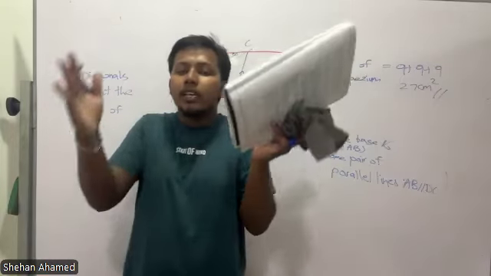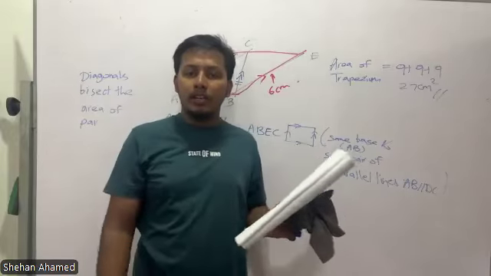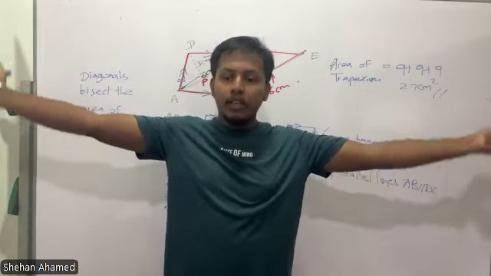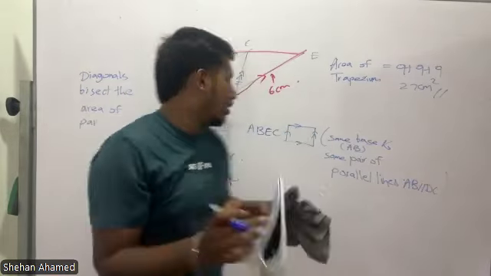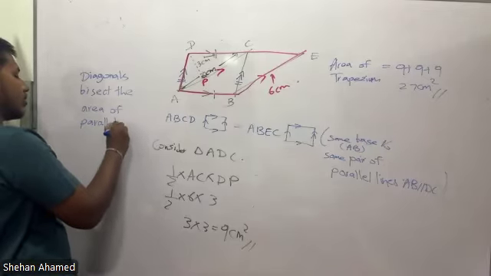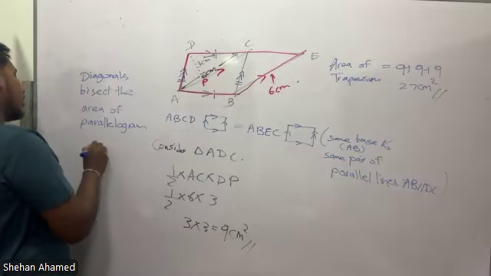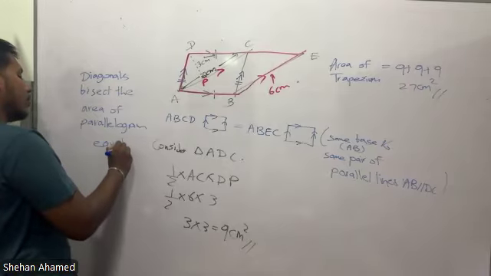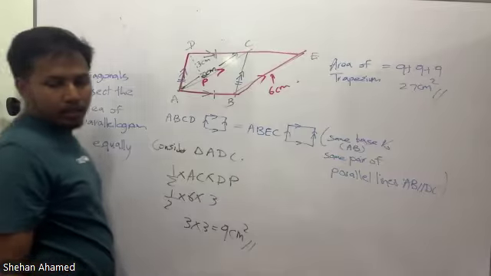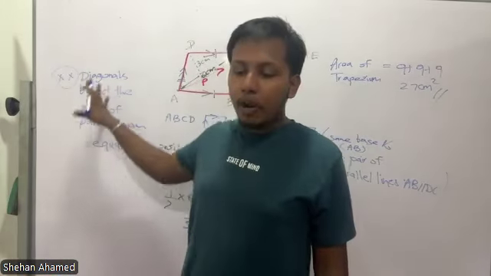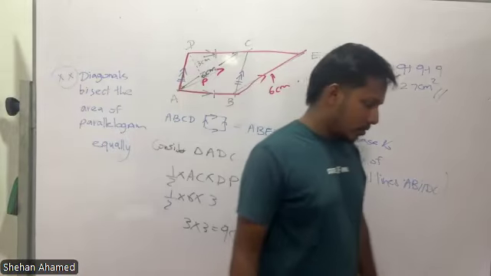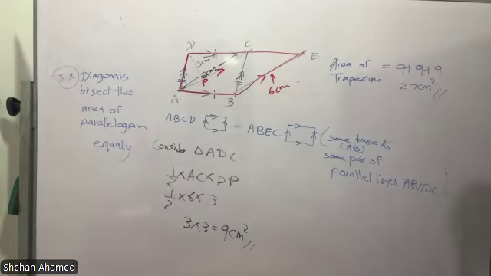Now think you are 60 kilos. I divide you equally. One side is 30, other side is 30. 30 and 30 only becomes 60. So diagonals bisect the area of the parallelogram equally. This is the most important theorem according to this question. This is the theory point that the examiner might test in your exam also. Right. Okay, write it down.